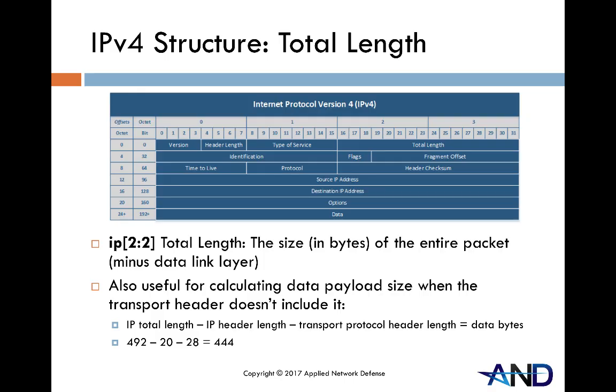So the key difference here is to make sure you know what the difference between the header length and the total length is. Header length is the length of the IPv4 header exclusively, just that header. Total length is the length of the entire packet, and that's useful for figuring out what the data byte size is if you subtract all of the other protocol header lengths.